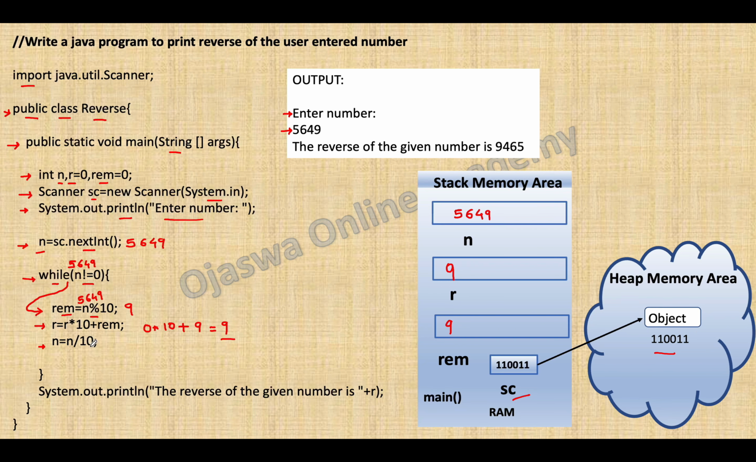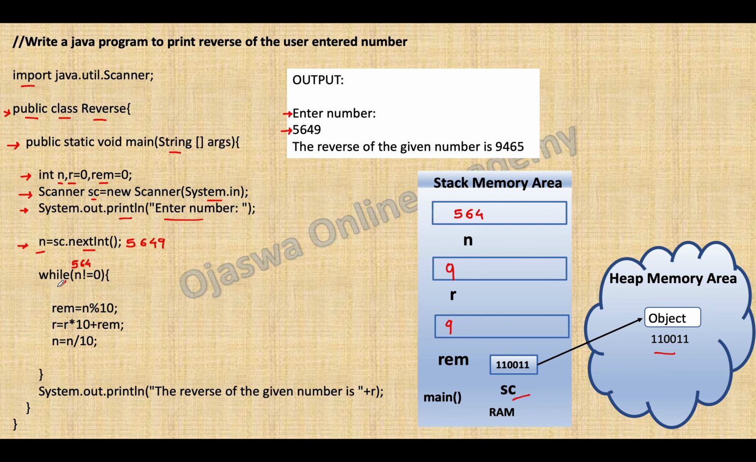Next is n equal to n divided by 10. When you divide 5649 by 10, the number you get is 564. So inside the memory, value of n is replaced by 564. Now after all these statements are executed, control of execution will go to the condition statement and the condition is checked for next iteration. Now the value of n is 564.